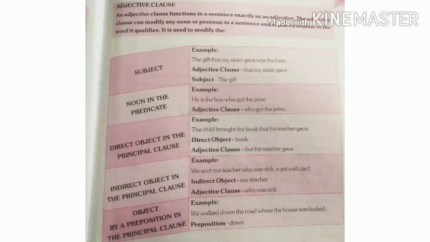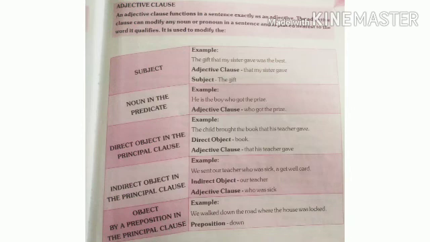So, who got the prize? The boy. Therefore, who got the prize is modifying the noun boy, and so we can say that who got the prize is an adjective clause modifying the noun boy in the predicate.